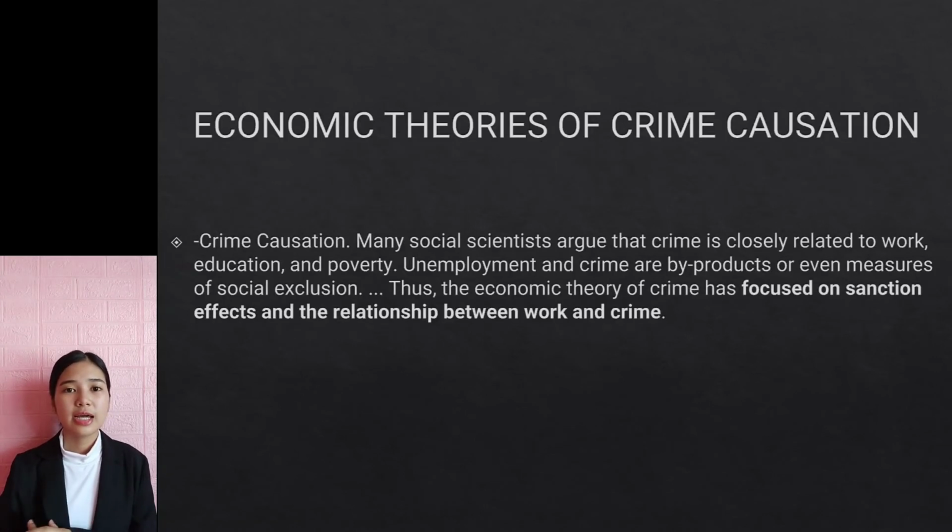So next is economic theories of crime causation. Many social scientists argue that crime is closely related to work, education, and poverty. Unemployment and crime are byproducts or even measures of social exclusion. Thus, the economic theory of crime has focused on the sanction effects and the relationship between work and crime.